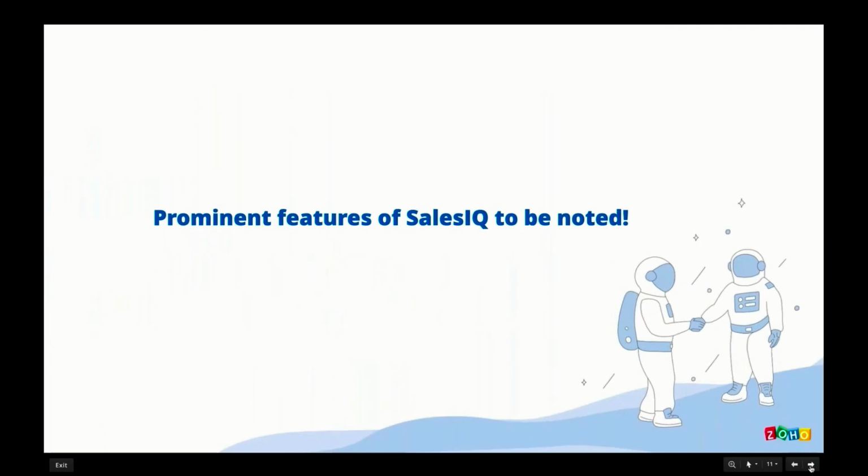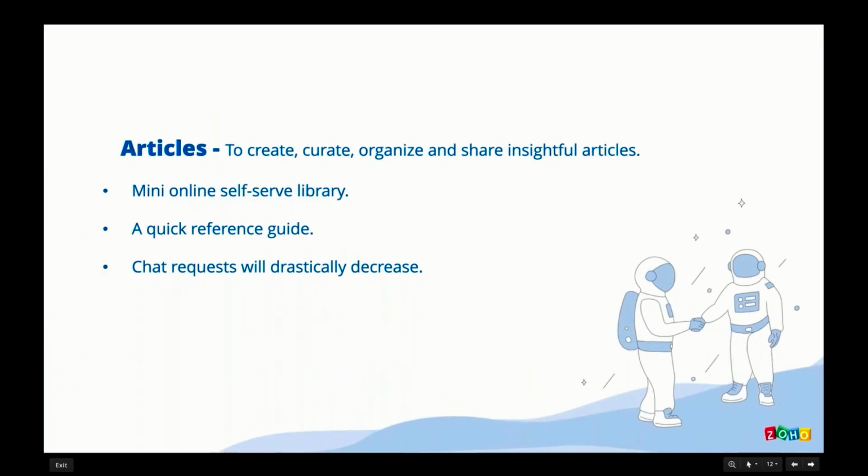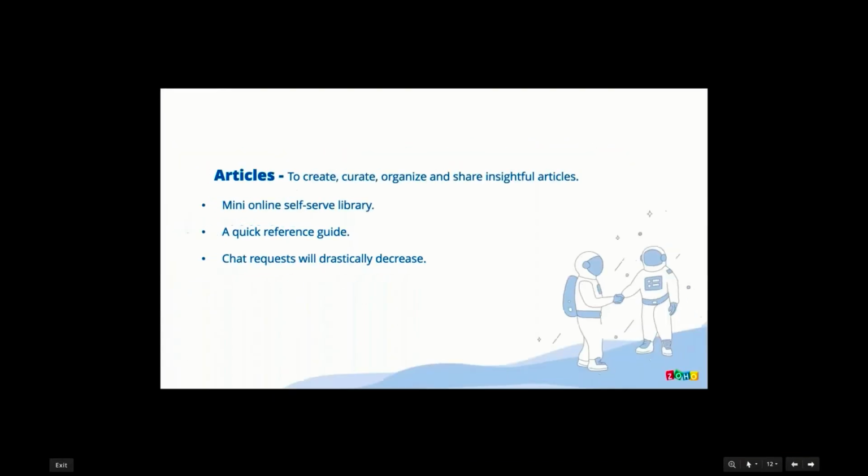Well, now let's see what the prominent features of Sales IQ are that are to be noted. So here goes the first one: articles. Zoho SalesIQ articles would let you create insightful articles which can be shared with the visitors who are hitting your website, and it would act like a mini online self-serve library, a quick reference guide, so that your visitors need not disturb the operators of your firm for trivial questions like how do I change my password, or how do I manage multiple accounts, etc. So this would obviously lead to a drastic decrease in the incoming chat requests.